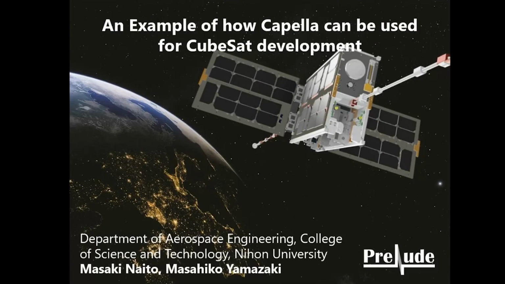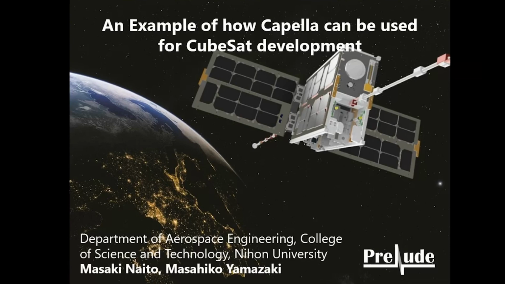I'm Masaki Naito from Nihon University, Chiba, Japan. And actually, it's a cold day in Chiba. The temperature is about 10 degrees Celsius in Tokyo, and it's around 5:30 in Japan. So we'll talk about an example of how Capella can be used for CubeSat development.